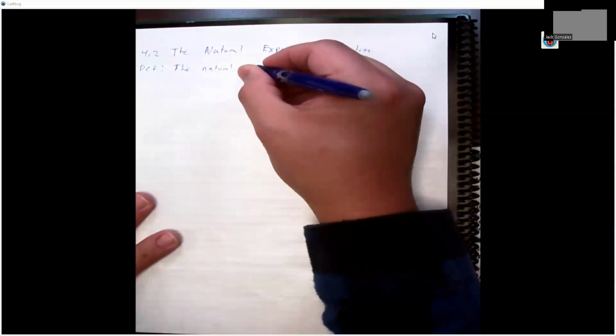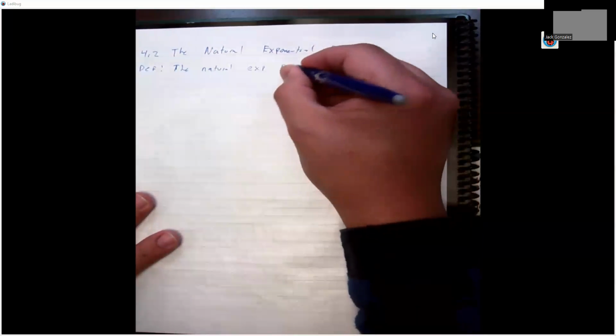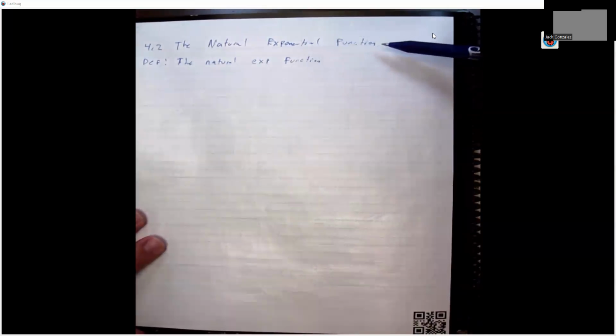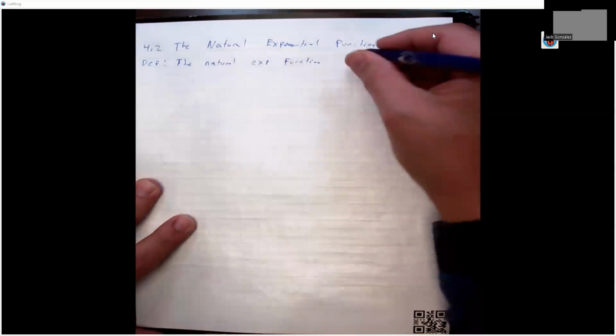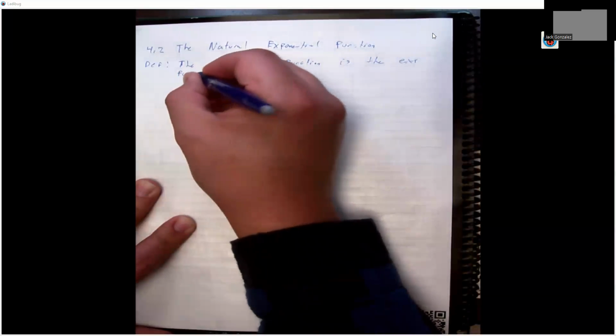So the natural exponential function. Again, I'm going to shorten exponential. The natural exponential function is basically the same stuff we just talked about, just using e instead. I'm going to keep this one very short and not assign much at all, but we do need to at least define it. The natural exp function is the exp function of this form.